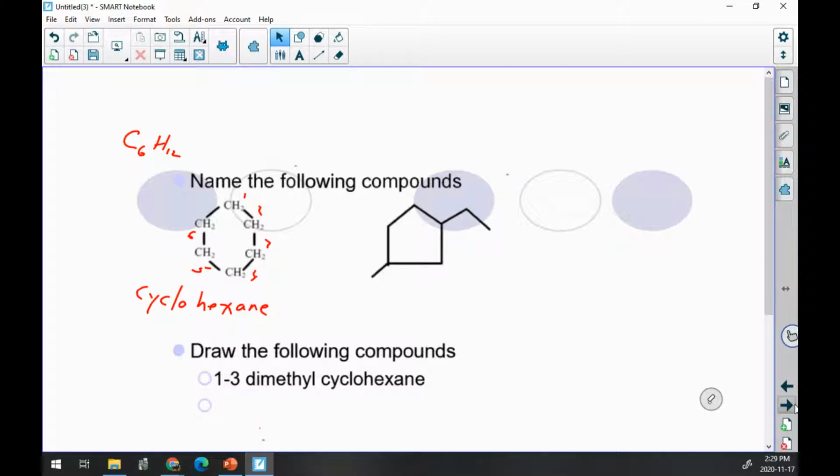This one here, we have 5 in the ring, so this is cyclopentane. And the way I have it numbered right now, off the first carbon, we have an ethyl branch, i.e., it contains 2 carbons. And off of the third carbon, we have a methyl branch.